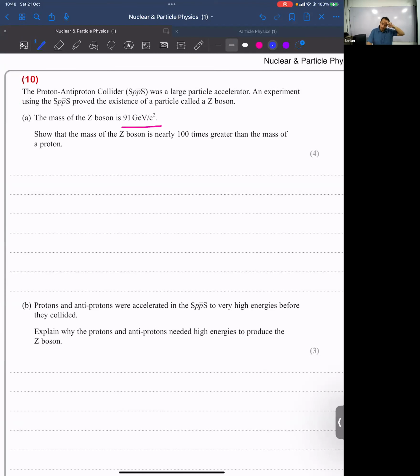So convert this into kilograms and then show that it is approximately 100 times the mass of a proton. Mass of a proton is 1.66 into 10 to the power minus 27 kilograms. Correct?